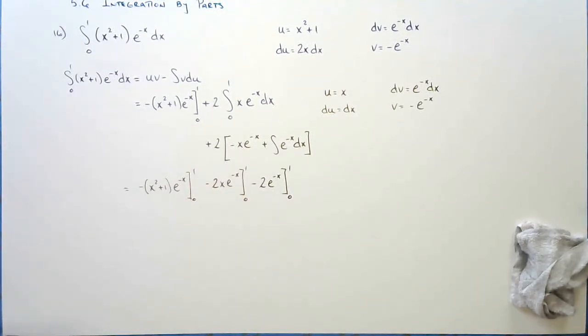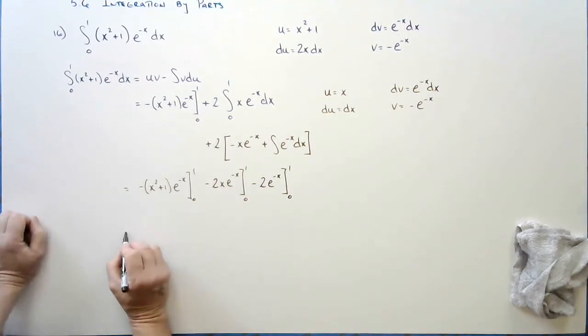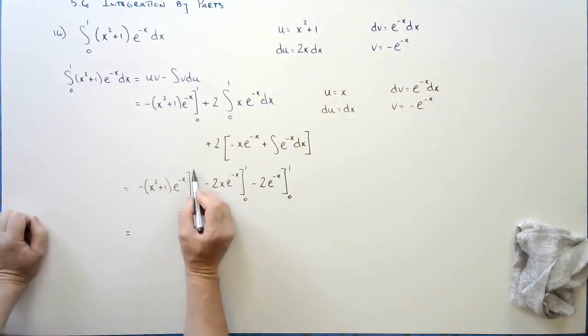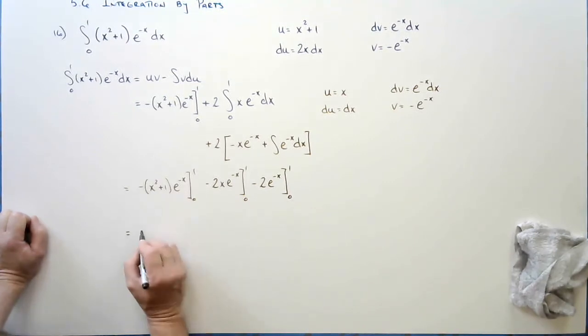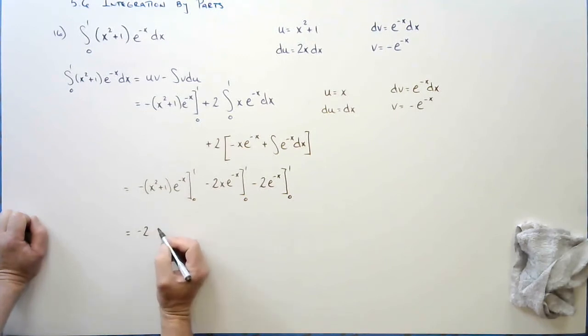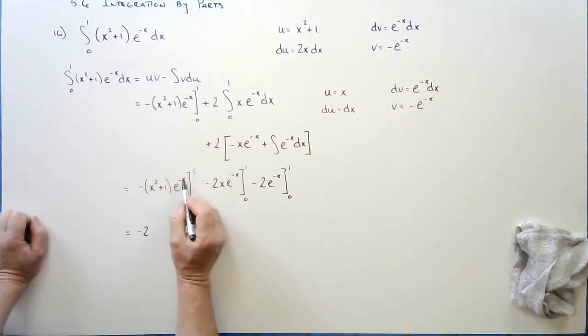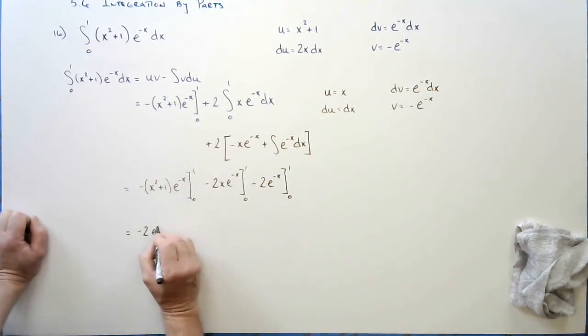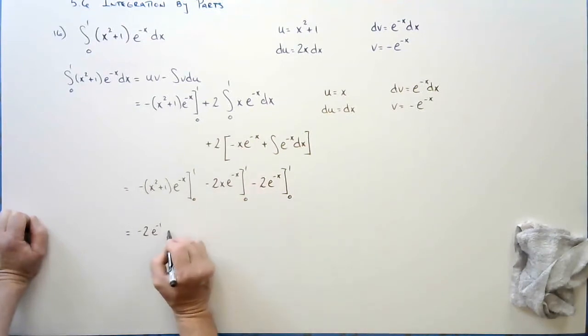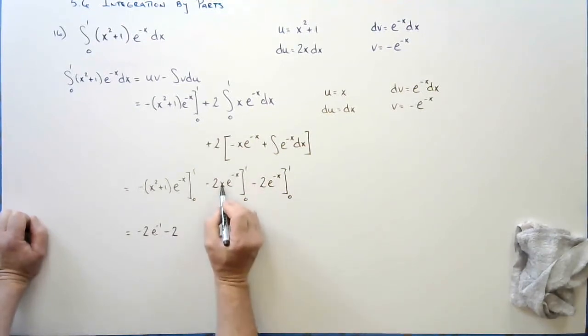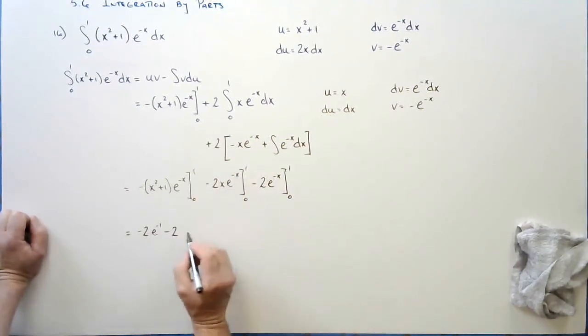So if we go through the evaluation steps, we're going to plug in 1. 1 squared is 1, plus 1 is 2. We have a negative 2 there. And we put 1 here, and we have e to the minus 1. Here we're going to put in a 1. We're going to have negative 2 times 1 times e to the minus 1.